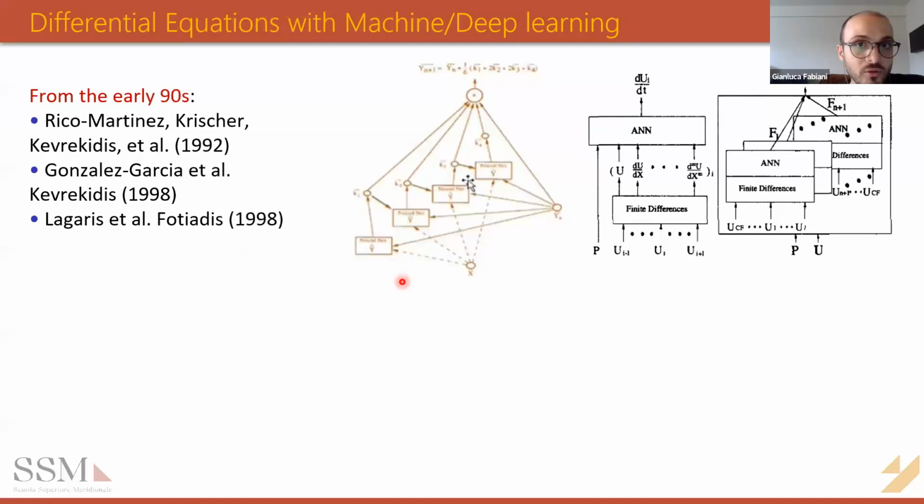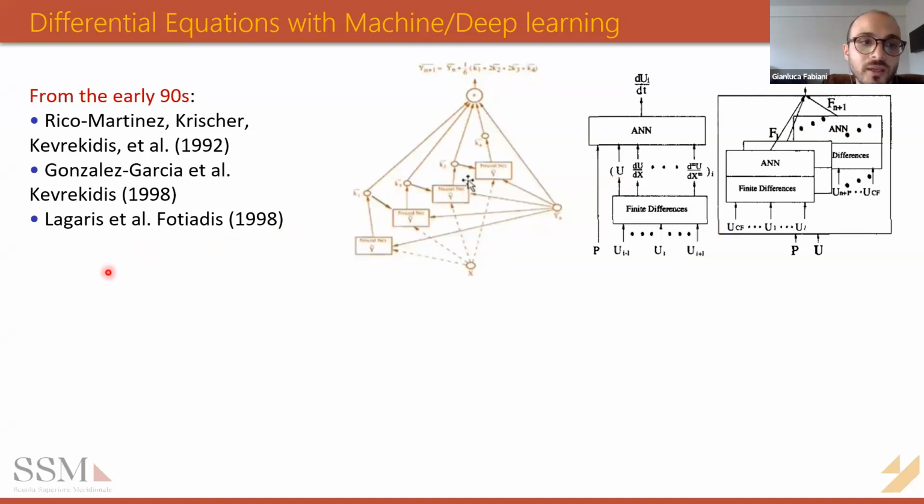But this can also be solved with machine learning, both the forward and reverse problem. Indeed, as was proposed by Rico Martinez in the group of Kevrekidis, this was the first example of a recurrent network, in which they were approximating a Runge-Kutta integrator. Also, Gonzalez-Garcia in the group of Kevrekidis proposed the first example of a convolutional neural network, in which they were using finite differences to learn PDEs.